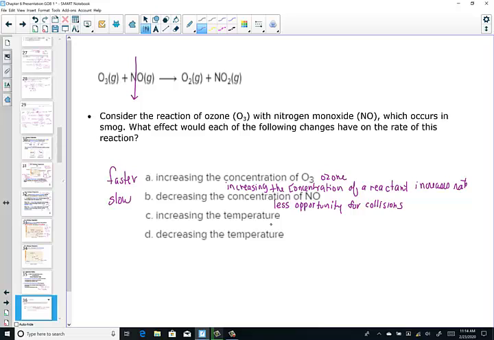If you increase the temperature, more collisions. The molecules are moving around faster. And when I think about that in terms of kinetics, the molecules are moving around more, they're more likely to collide, and therefore the reaction will proceed faster. And the opposite is true. If you decrease the temperature, the molecules start to slow down. And slowing down means fewer collisions, meaning that the reaction will also slow down.